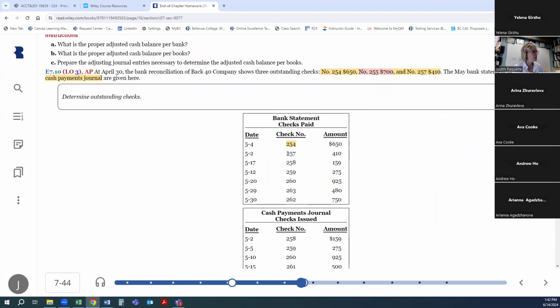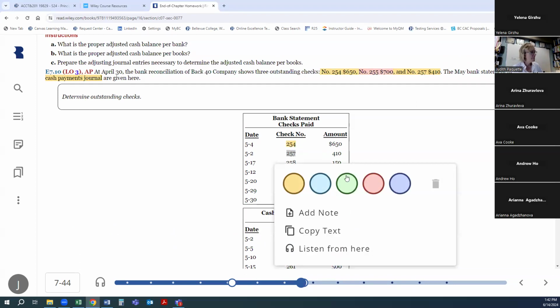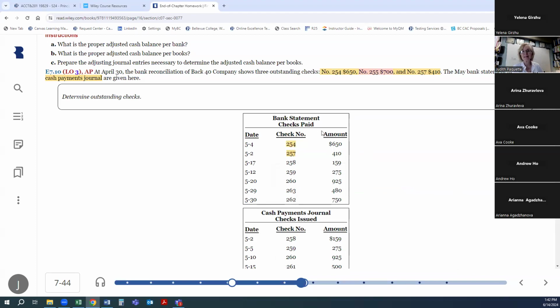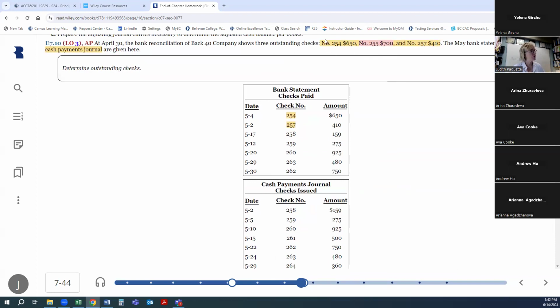And then what I want you guys also to do, always, always make sure that the dollar amounts are the same on the bank statement that they are on the company books. So we don't have the list from April of the checks written, but we know these 3 checks were outstanding. So when we reconcile them to the bank statement for May, we just want to double check that they went through at the same amount, 650 and 410. Okay, so those are good. They're clear. They are not outstanding. So we know check 255 is still outstanding.